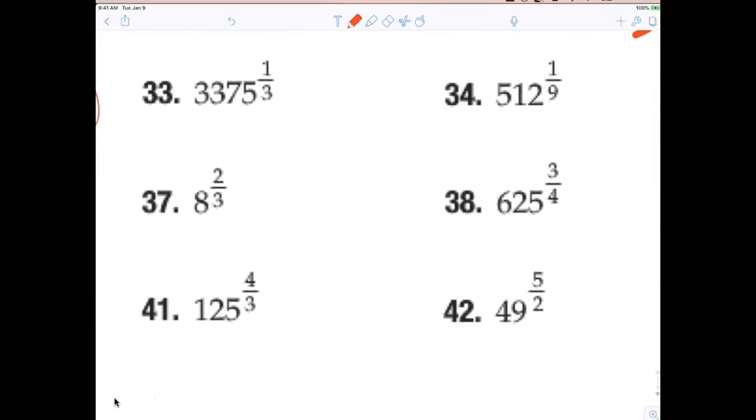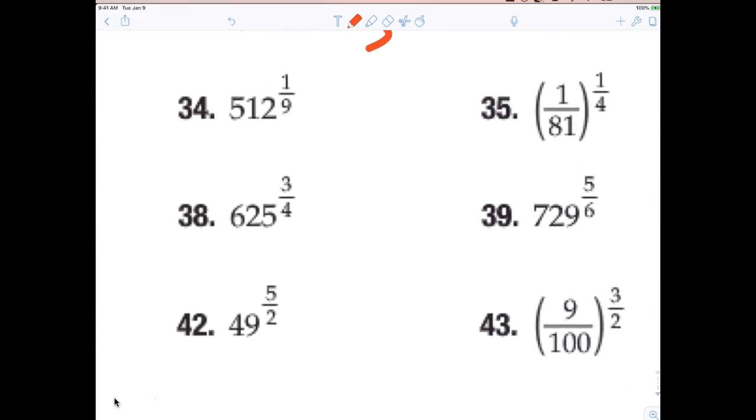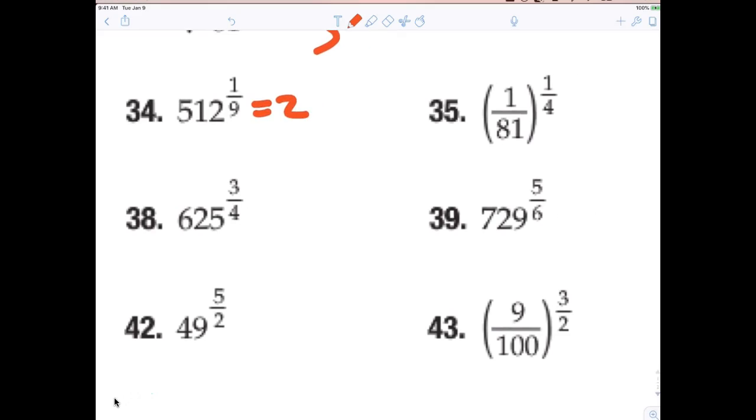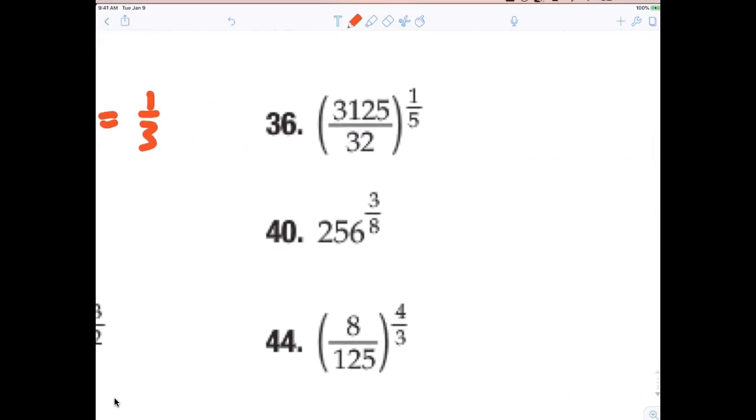Can you not see it? I got it. 15. Good. 34. Allison. 2. Good job, girl. 35. Go ahead, Jess. 1/3. Good job. Emily. Yep, we'll wait for you. It's not a big deal.